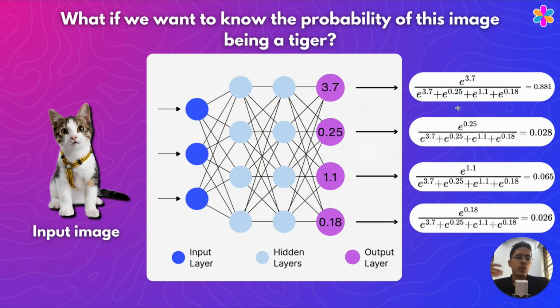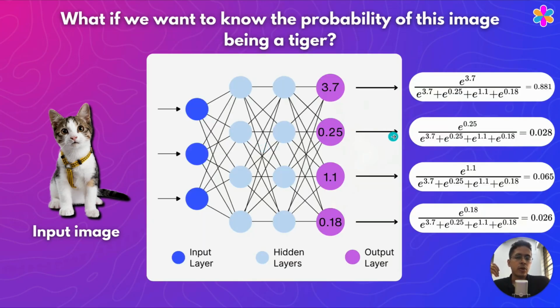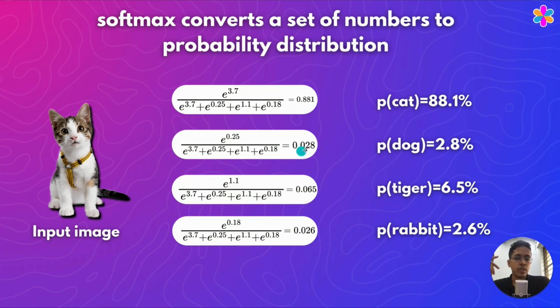So essentially what softmax is doing is creating a probability distribution based on the values of these 4 numbers. So here we can see that softmax converts a set of numbers into a probability distribution. So the probability that this is a cat is 0.881 or 88.1%. The probability that it's a dog, because this node corresponds to the output dog, class 2, is 0.028, and 0.028 means 2.8%. Probability that this is a tiger is 6.5%, and for rabbit it's 2.6%.